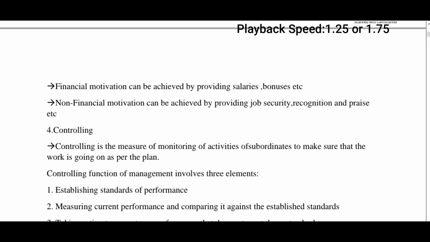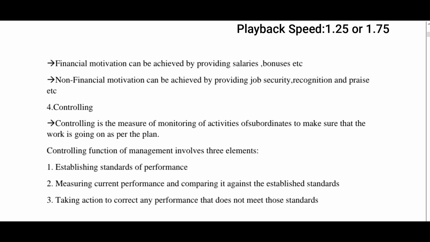Controlling is a measure of monitoring activities of subordinates to make sure the work is going as per the plan. Controlling is to monitor all the employees in the company to check whether they are working according to the plan or not. The controlling function of management involves three elements. Controlling can be done mostly in three ways, like establishing standards of performance. The top level management should give a deadline, like this is the margin you have to achieve. These are the standards.